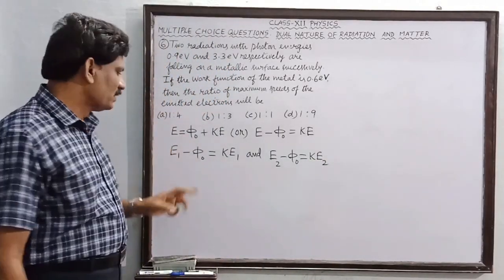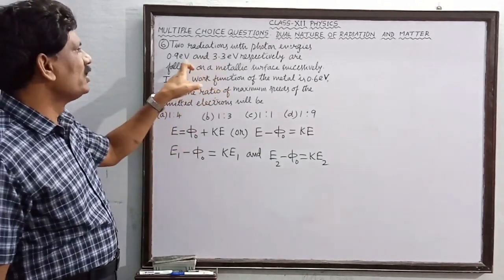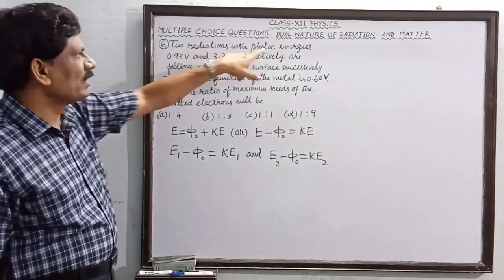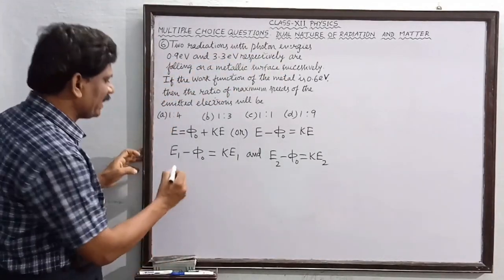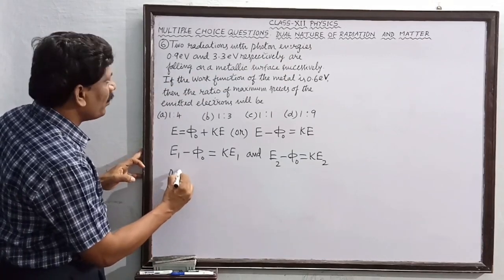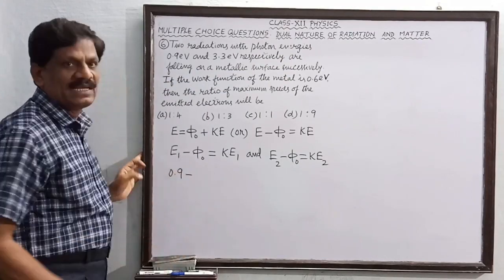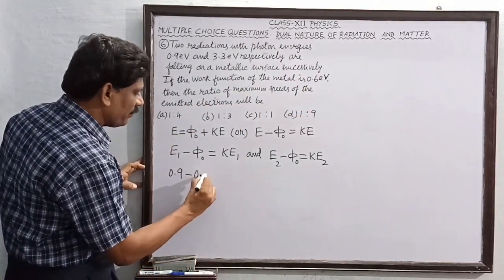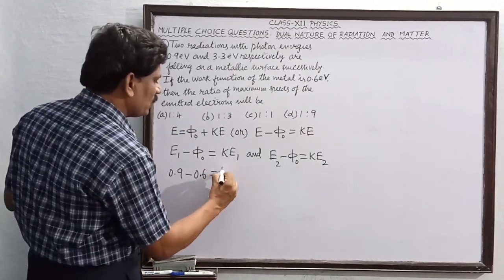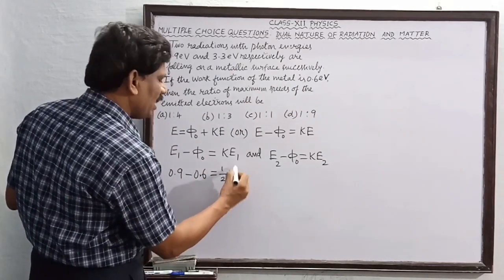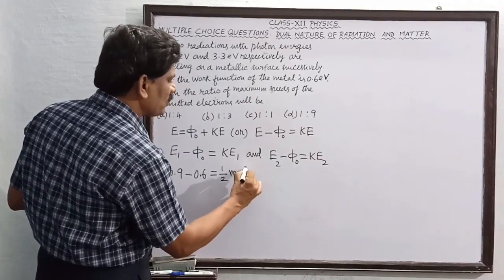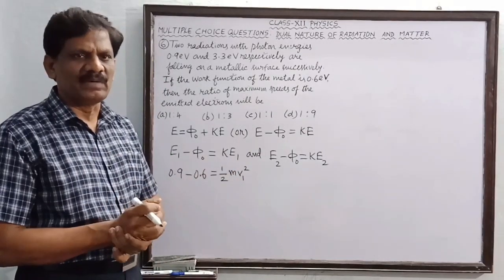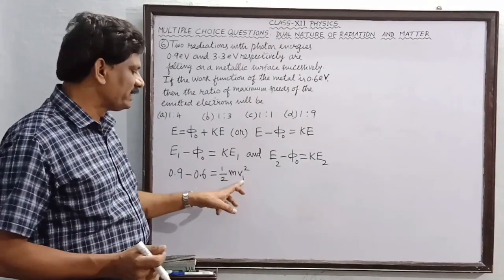Okay, students. So for the first one, I am going to substitute everything in the same unit, electron volt only. What is the first photon's incident energy? 0.9. So E1 is 0.9 minus, what is the work function? 0.6. So this is equal to half m1 v1 square. Mass of the electron is the same, so I need not denote m1, m2, but the velocity of the electron will be different. Therefore, the notation is v1 here.